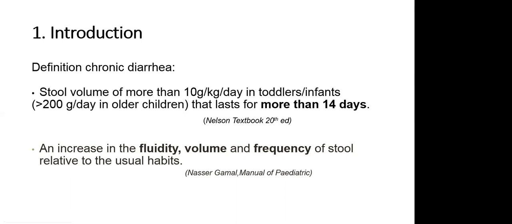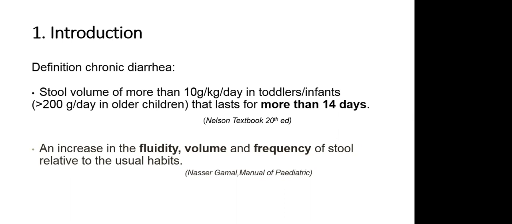Children here means from toddlers up to children, not including adolescents. For chronic diarrhea, the definition based on the Nelson textbook is stool volume of more than 10 grams per kilo per day. This is for toddlers and infants. But for older children, more than 200 grams, that lasts more than 14 days. So the cut-off here is 14 days.